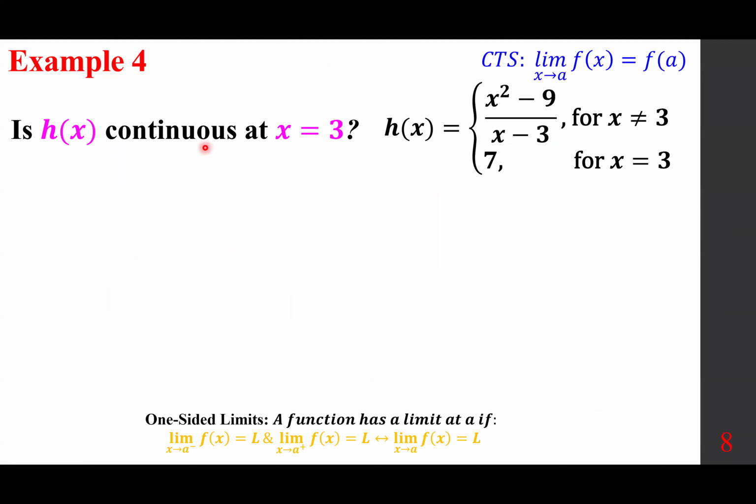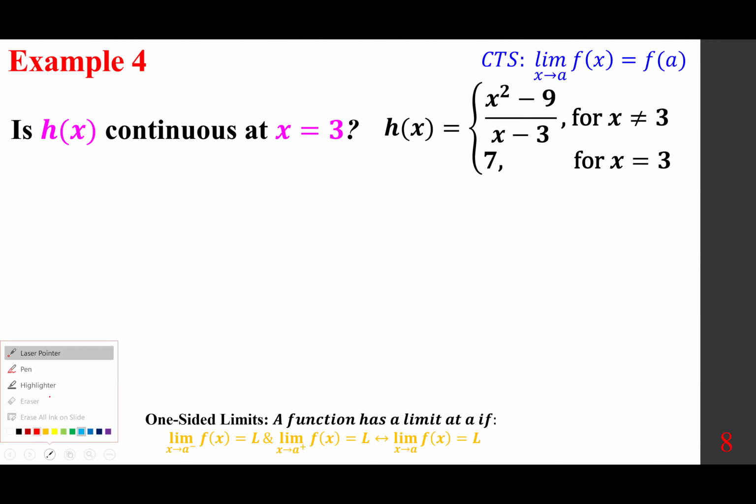Is h of x continuous at x equals 3, where h of x is defined as x squared minus 9 over x minus 3 for x not equal to 3, and 7 for x equals 3. Because this is the case, the function is always that, except at 3. And remember, when you want to take a limit, you take this function and you take a limit.